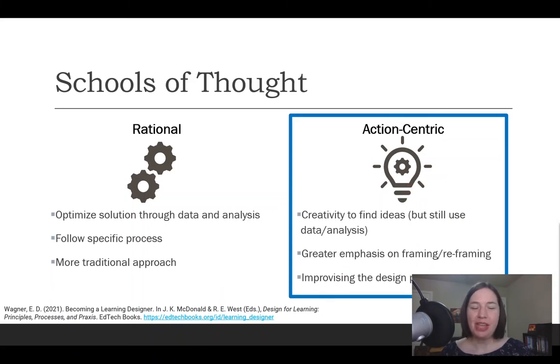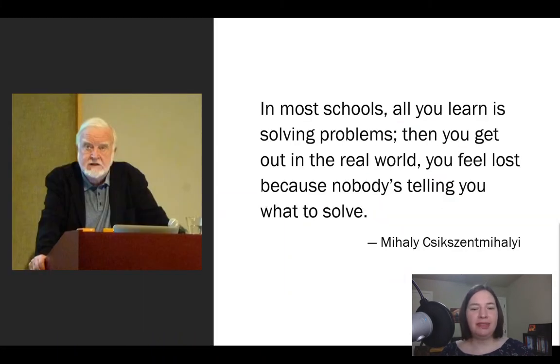So that's ahead. All right, so this guy, his name's Mihai Csikszentmihalyi. It's a fun name. He did a lot of really interesting studies. He said this: in most schools, all you learn is solving problems. Then you go out in the real world, you feel lost because no one's telling you what to solve. Sometimes the hardest part of designing something is to figure out what exactly the problem is that you're trying to solve. You might have a general idea, but narrowing that down to a more fine-tuned problem that you can then solve can be kind of challenging.